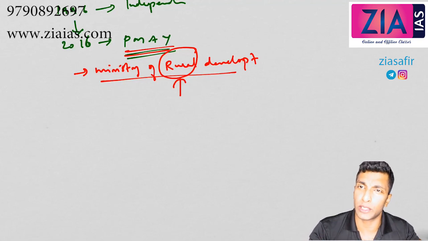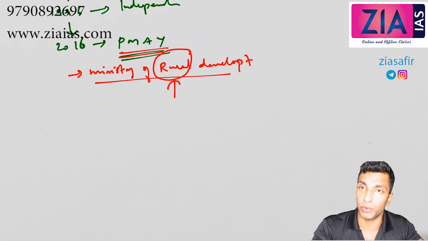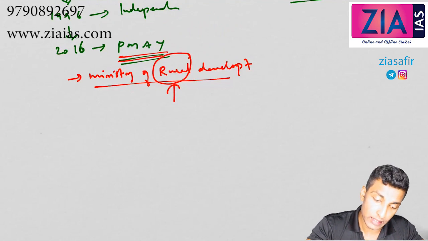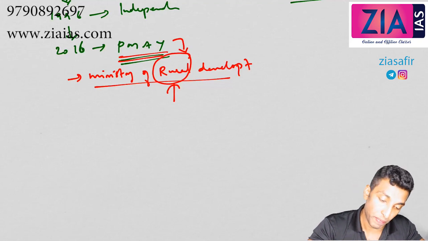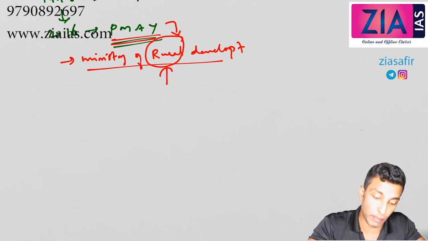In fact, the urban component actually started in 2015, like this one, the Housing for All by 2022 mission. Two parts are there, and then it became PMAY. I'll discuss that. As of now, you just understand this is the rural part. The urban part is coming, we'll discuss that. So, Ministry of Rural Development. Now under this, financial assistance will be provided.